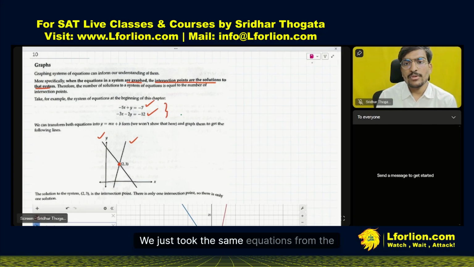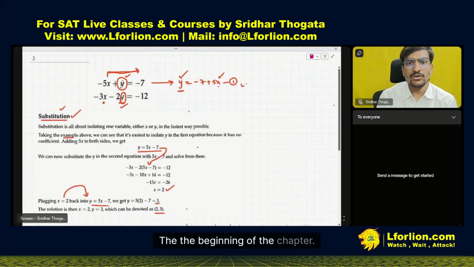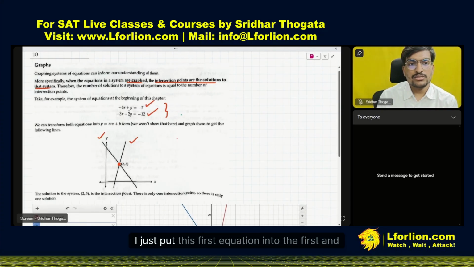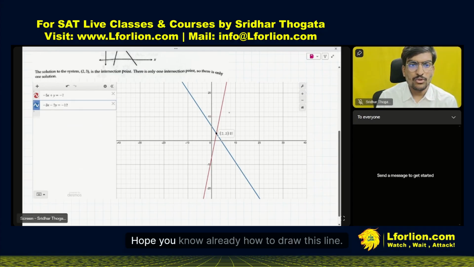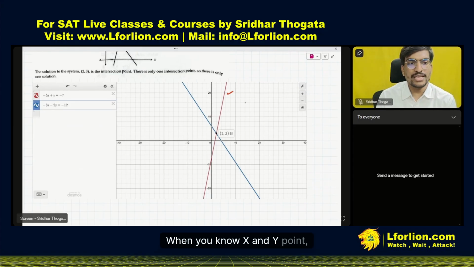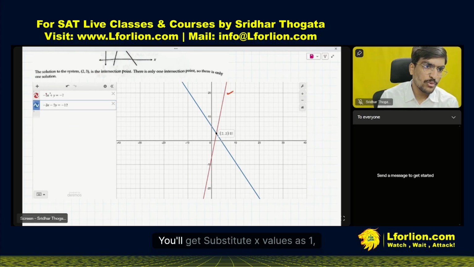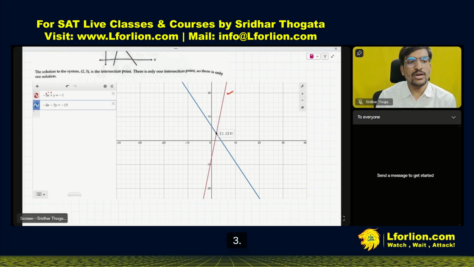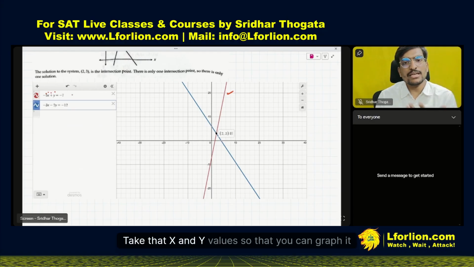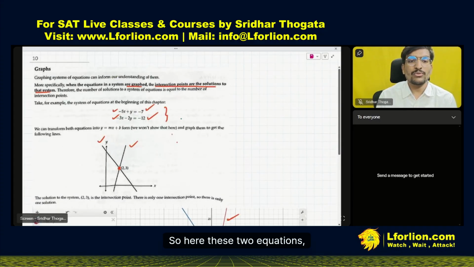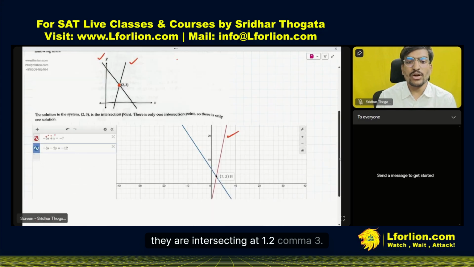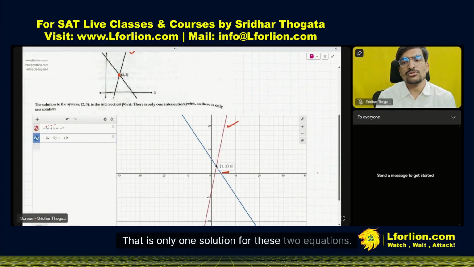We just took the same equations from the beginning of the chapter. So what I did, I just put the first equation and the second equation into the graph, Desmos. That's how it looks like. Hope you know already how to draw this line. When you know x and y points, substitute some x values as 1, 2, 3, you'll get some y values. Take those x and y values so that you can graph it. Here it didn't show how the graphing is done, but hope you know by now. So when you graph these two equations, they are intersecting at one point, (2, 3). That is the only one solution for these two equations.